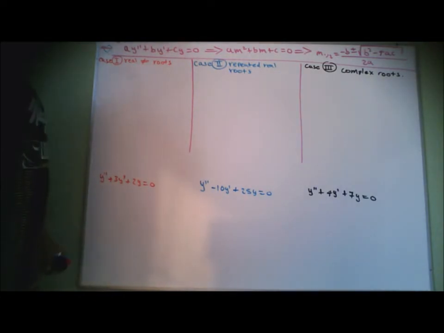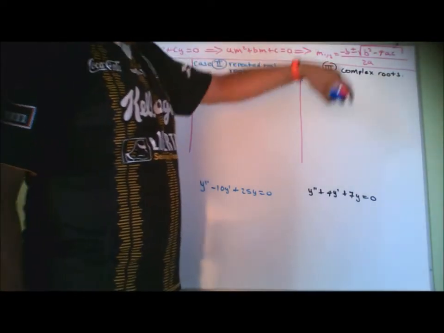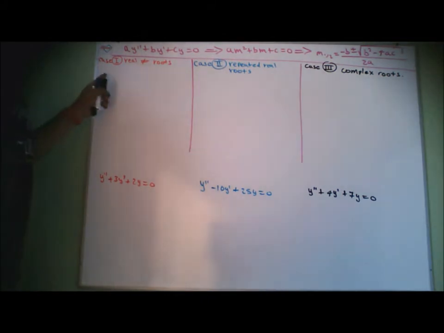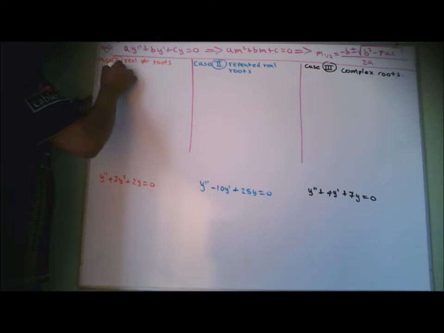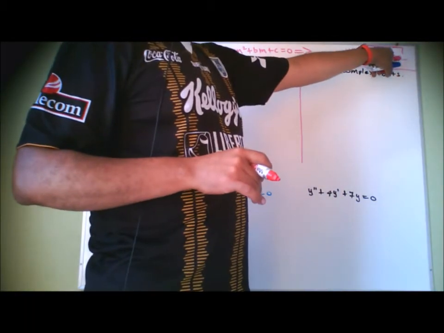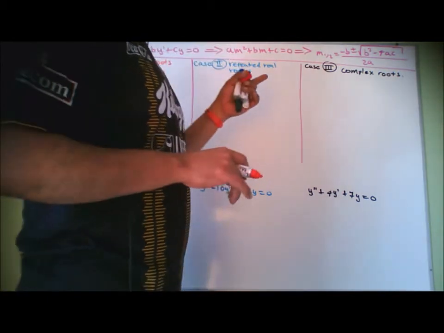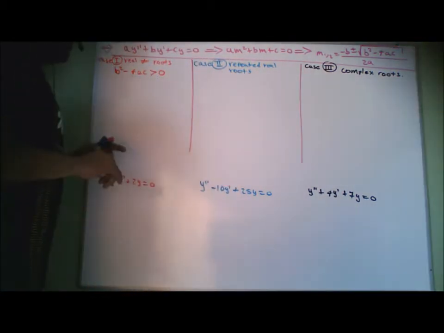In generic form, this is the constant coefficient second order differential equation equal to 0, and this is the generic characteristic equation, and here is the quadratic formula. Now, to have real and different roots, b squared minus 4ac must be bigger than 0. This is the number within the square root. If this is bigger than 0, then we have real and different roots.